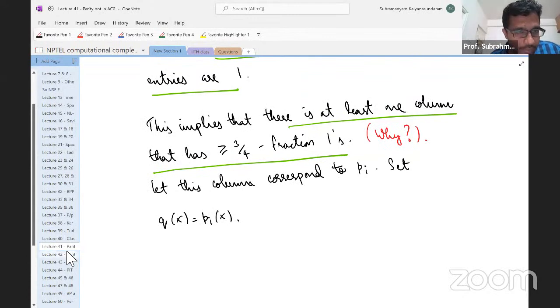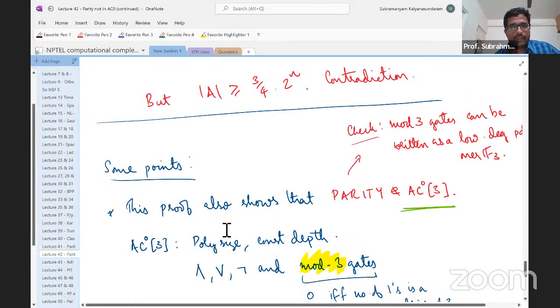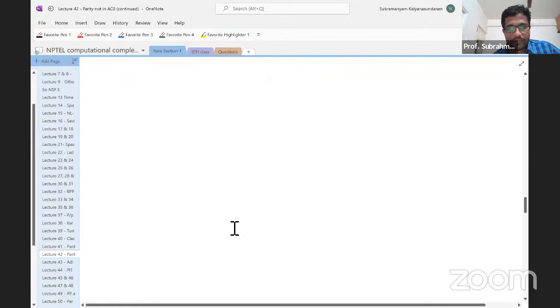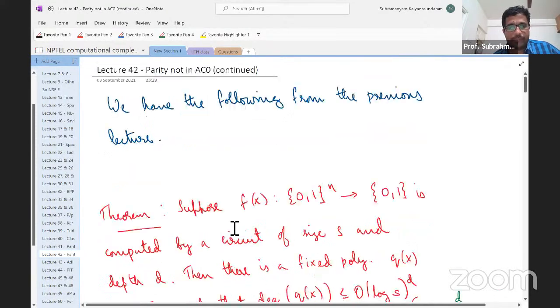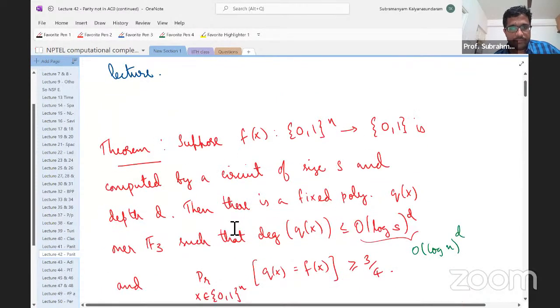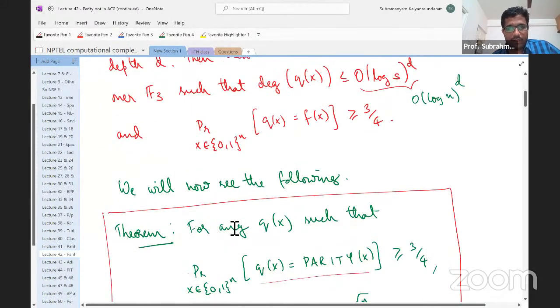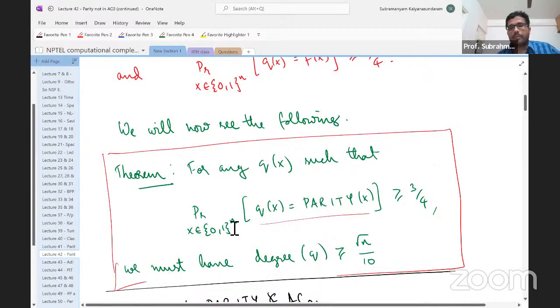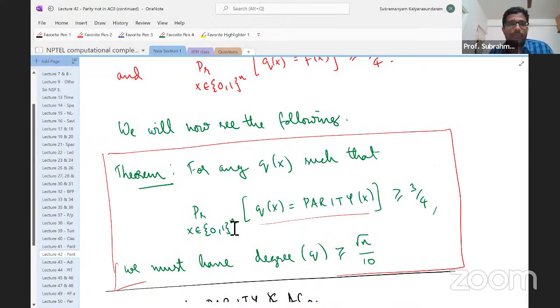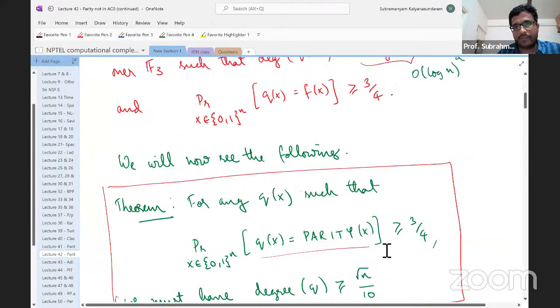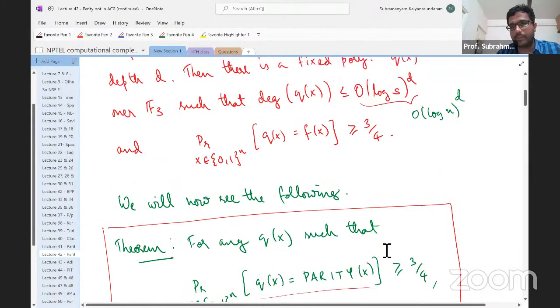Then we show in the next lecture that this is not possible: any polynomial in this F3 that 1/4-approximates parity should have degree at least square root n divided by 10. So this is the high level picture of the proof.